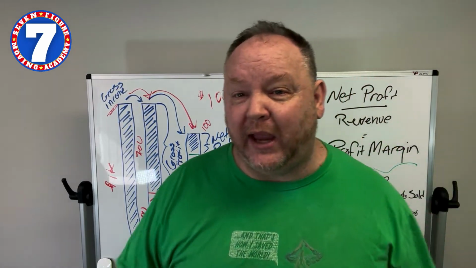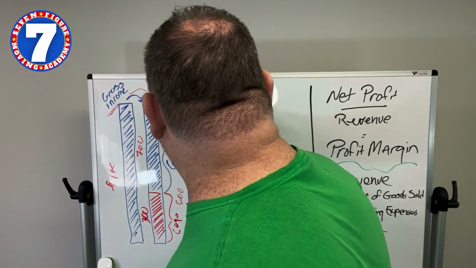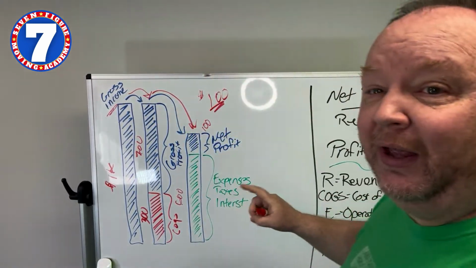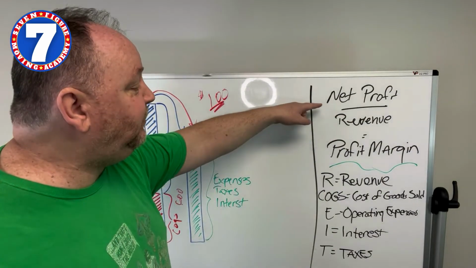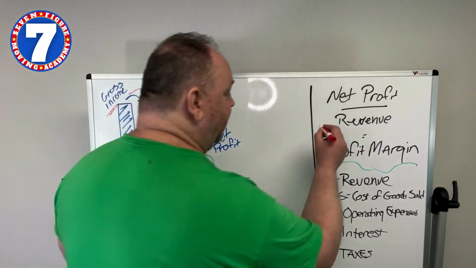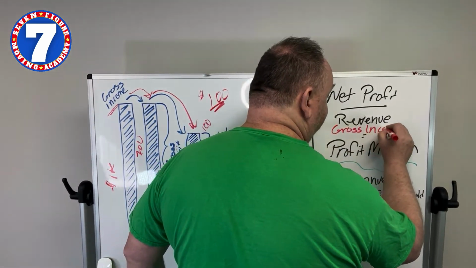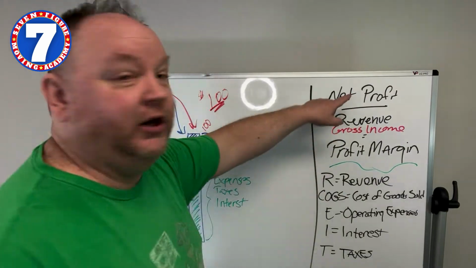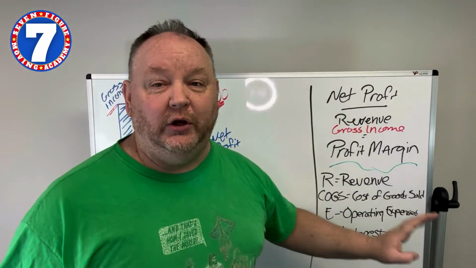Okay, so now how do you figure out your profit margin? Your profit margin follows this formula right here. It's net profit divided by revenue, which is your gross income. So you could also put gross income here. Your net profit divided by your gross income equals your profit margin.